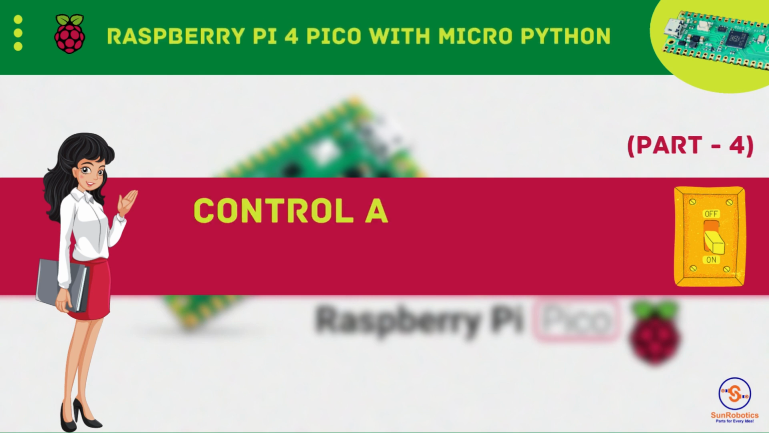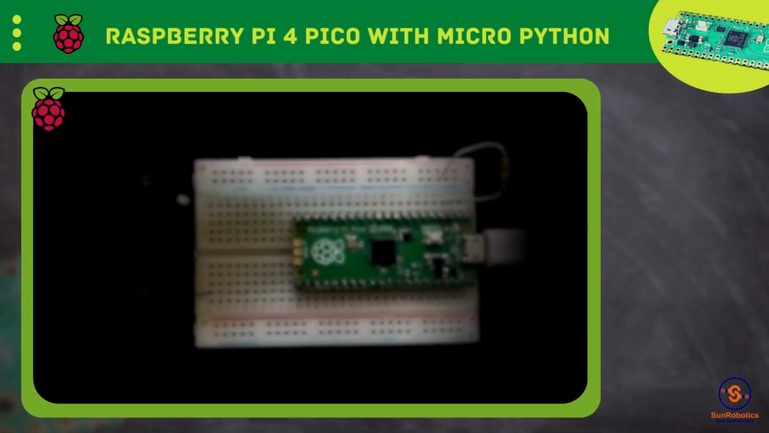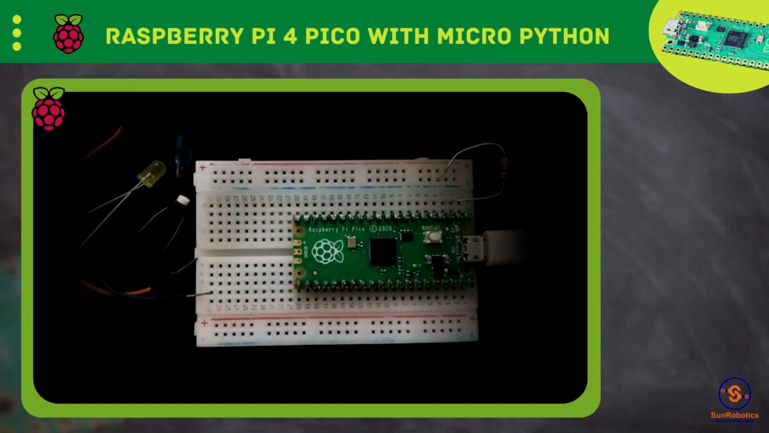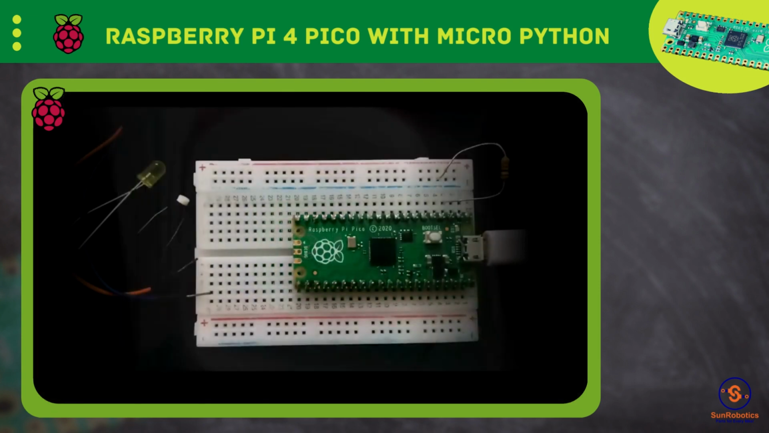In this video we are going to control an LED with an input from a switch. For that you need a resistor, a switch, an LED, and a few jumper wires. I used male-to-male jumper wires here. The GPIO pins we are going to use in this project: GPIO pin number 3 will be connected to the LED, and GPIO pin number 16 will be connected to the switch.